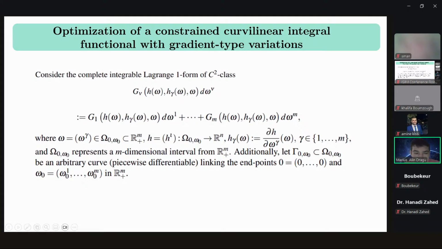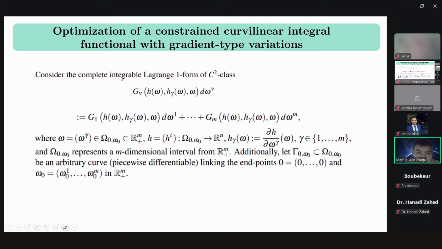First, we define the mathematical ingredients. For example, omega, small omega, represent the m-dimensional dependent variable. If omega is associated with time, we say that we have a multi-time problem. H is the state function having n components, a map from capital omega to Rn, and H gamma is the first order partial derivative of H with respect to omega gamma.